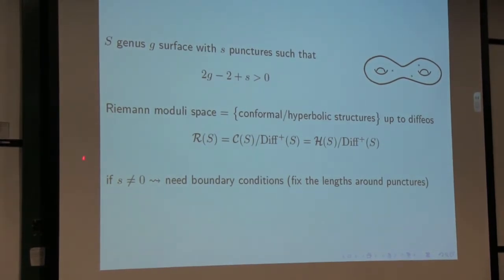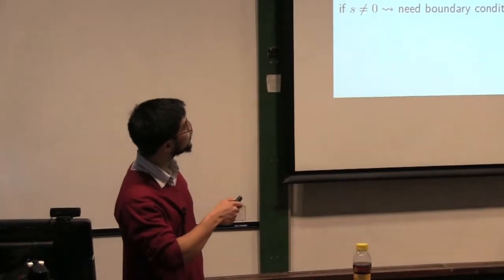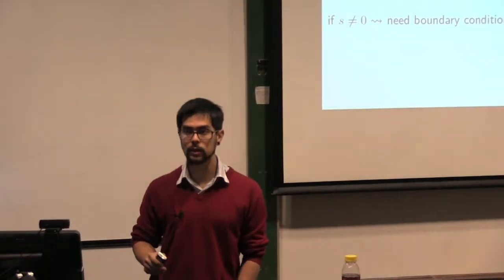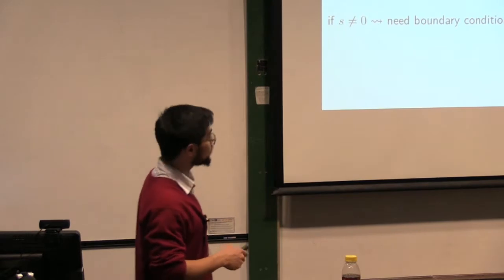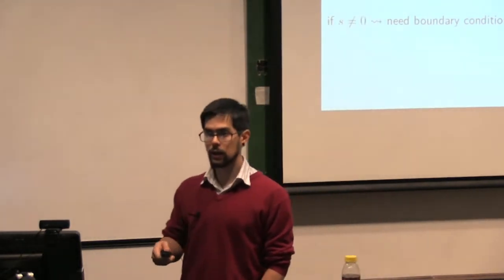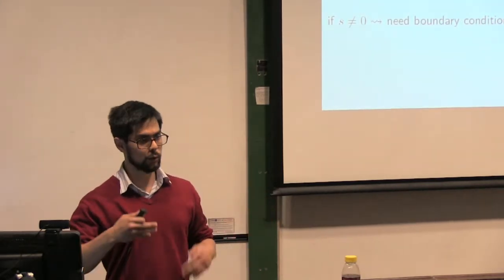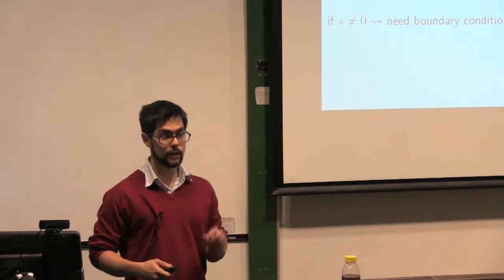Just one comment on the number of punctures. In principle, we can leave the number of punctures to be zero, so consider the closed case in the beginning of the talk, but after a while we'll need to have at least one puncture on the surface. We'll understand why afterwards. And in the case of punctured surfaces, we really need to define boundary conditions for this hyperbolic metric. So we have to define how the hyperbolic metric approaches the puncture.